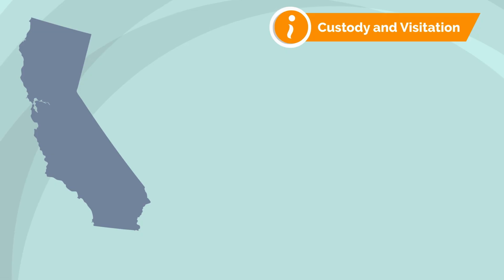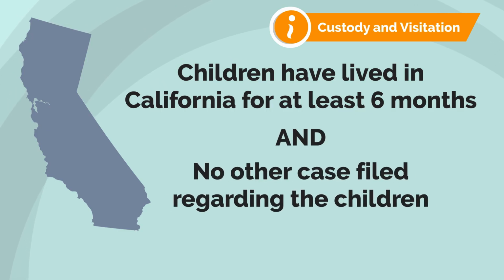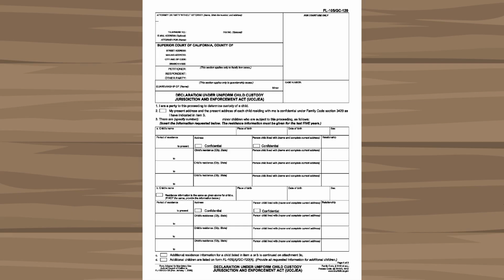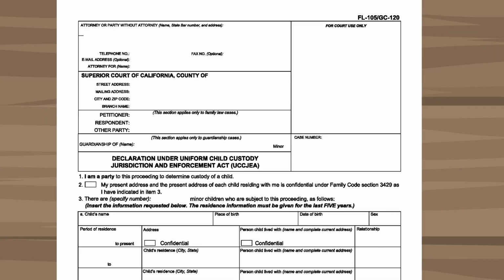The children must have lived in California for at least 6 months prior to filing the case, and there must not be any other case involving the children in another county or state. If you are filing or responding to a case that involves minor children, you will need to fill out Form FL-105, Uniform Child Custody Jurisdiction and Enforcement Act.